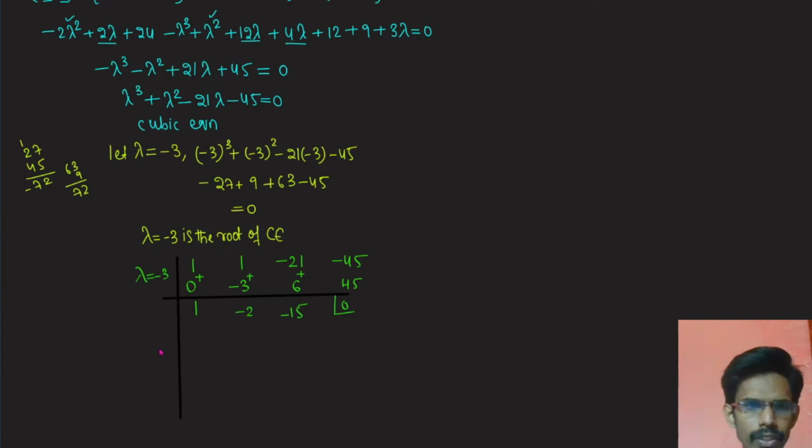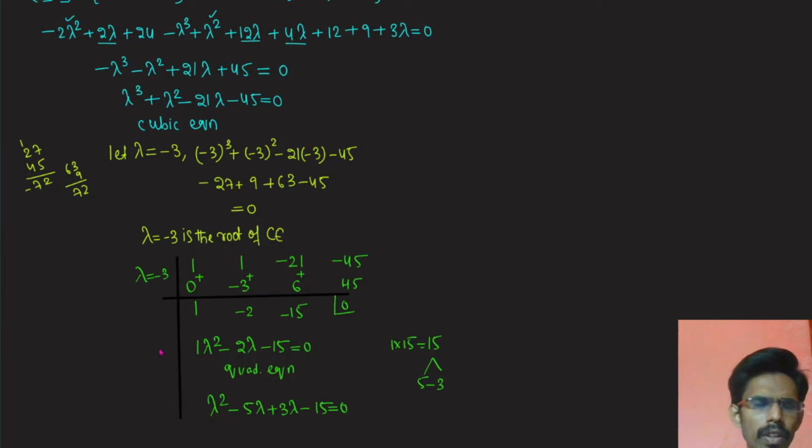Now get the quadratic equation from here. We have 1 lambda square minus 2 lambda minus 15 equal to 0. This is a quadratic equation. Let us factorize this. Here we have 1 into 15, first and last product, that will be 15. 15 can be written as 5 times 3, and 5 minus 3 will give us 2. So here I'll write down lambda square minus 5 lambda plus 3 lambda minus 15 is equal to 0.